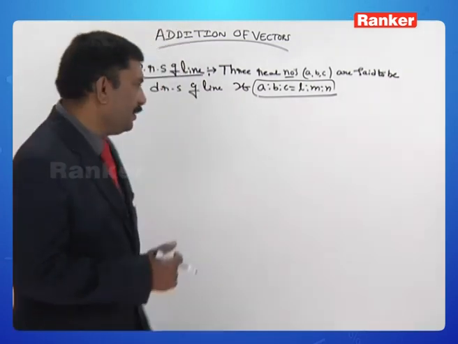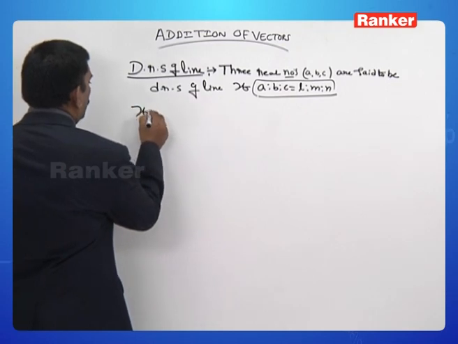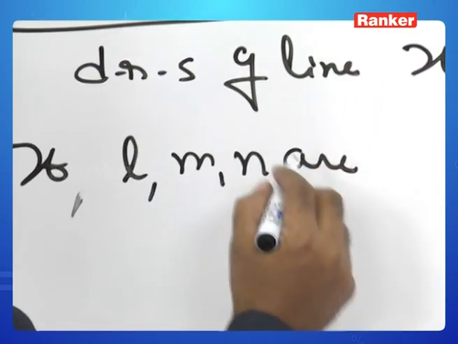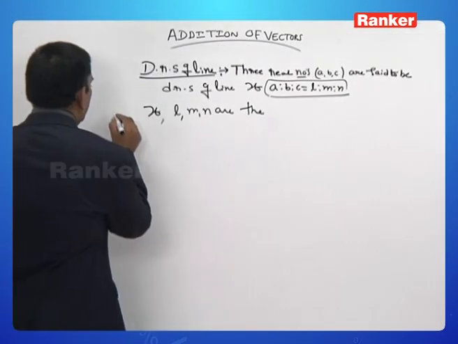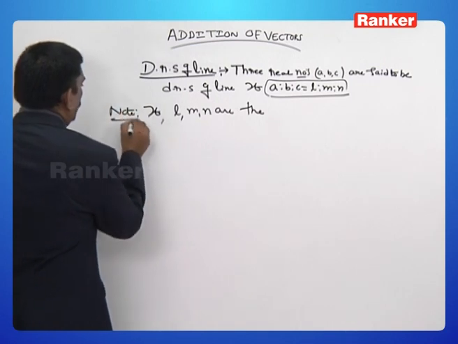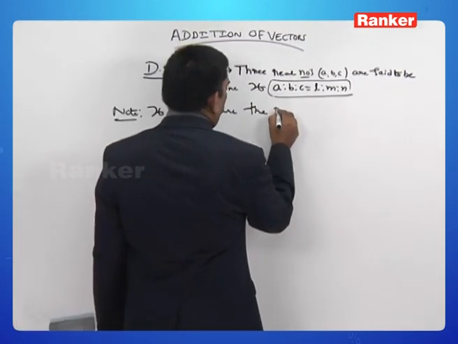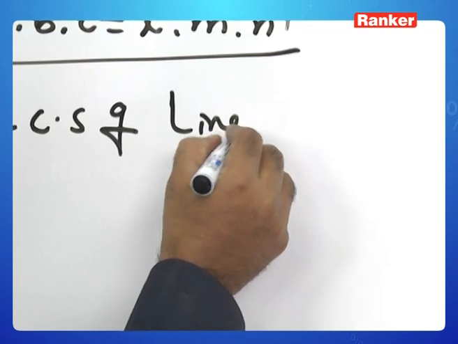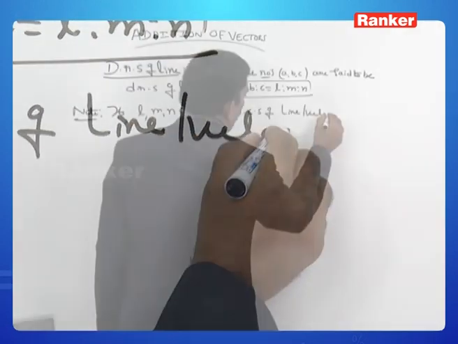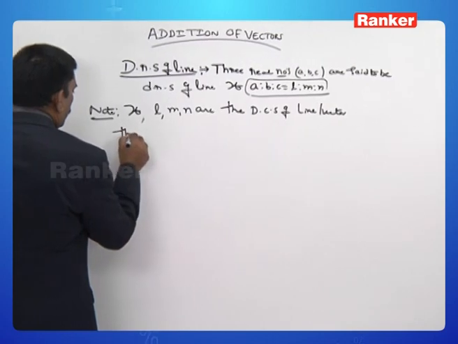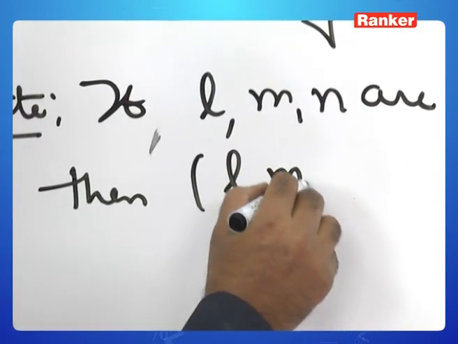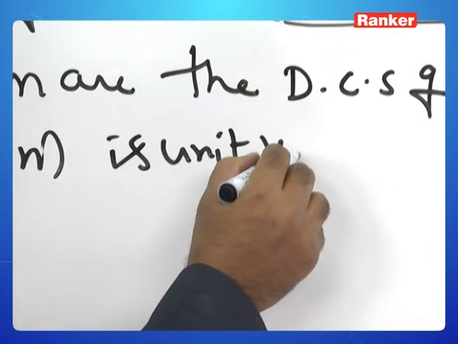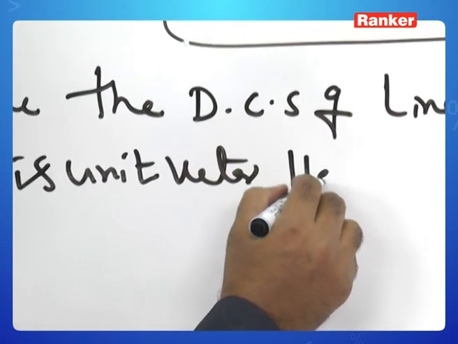Yes, look here. Note: if L, M, N are the DCs of a line or a vector, then the vector L, M, N is the unit vector parallel to it.